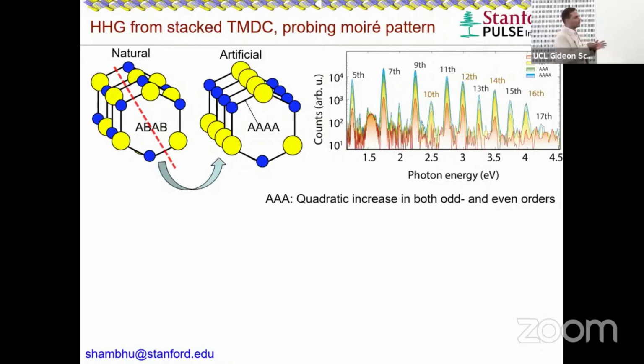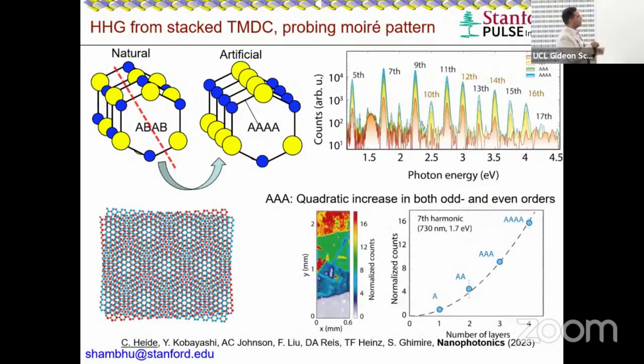We haven't done that. What we have done so far is we wanted to just see, when you stack these different layers, what happens to the harmonic spectrum, not at a specific angle, but just on top of each other at a fixed angle. So this is what we see when we stack these exactly on top of each other in this AAA configuration, which means that all these atoms, like molybdenum and sulfur, are lined up just on top of each other.